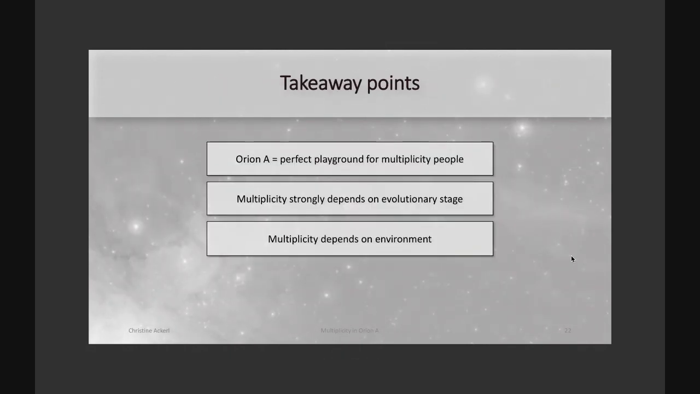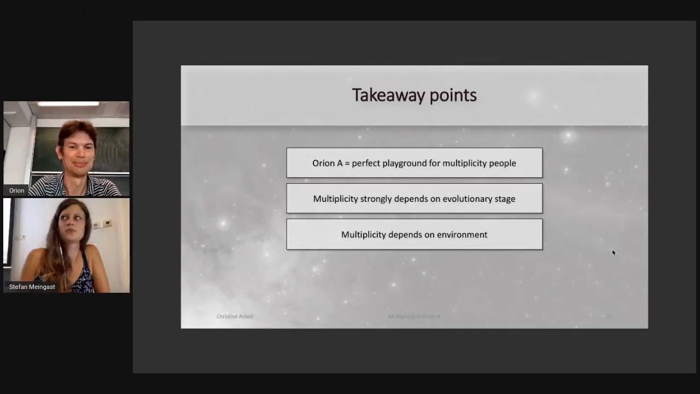So the takeaway points: Orion A is a perfect playground for multiplicity people. There is a lot more to do, of course, with this sample and with this data. Multiplicity strongly depends on evolutionary stage. So we really see this decrease with age in both parts of the cloud. And multiplicity also depends on environment, because we really see that there are fewer multiples in the head, in the denser region of Orion A, than in the less dense region. So I'm open for questions.